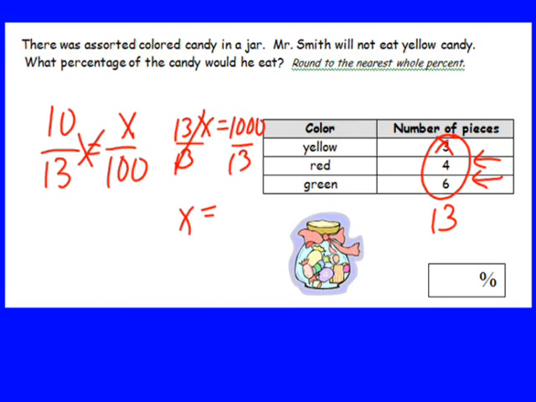Let's see what 1,000 divided by 13 is. It comes out to 76.9. So he would eat 77% of the candy. So that's how you can convert any fraction into a percent using a proportion and cross multiplying, or using cross products.